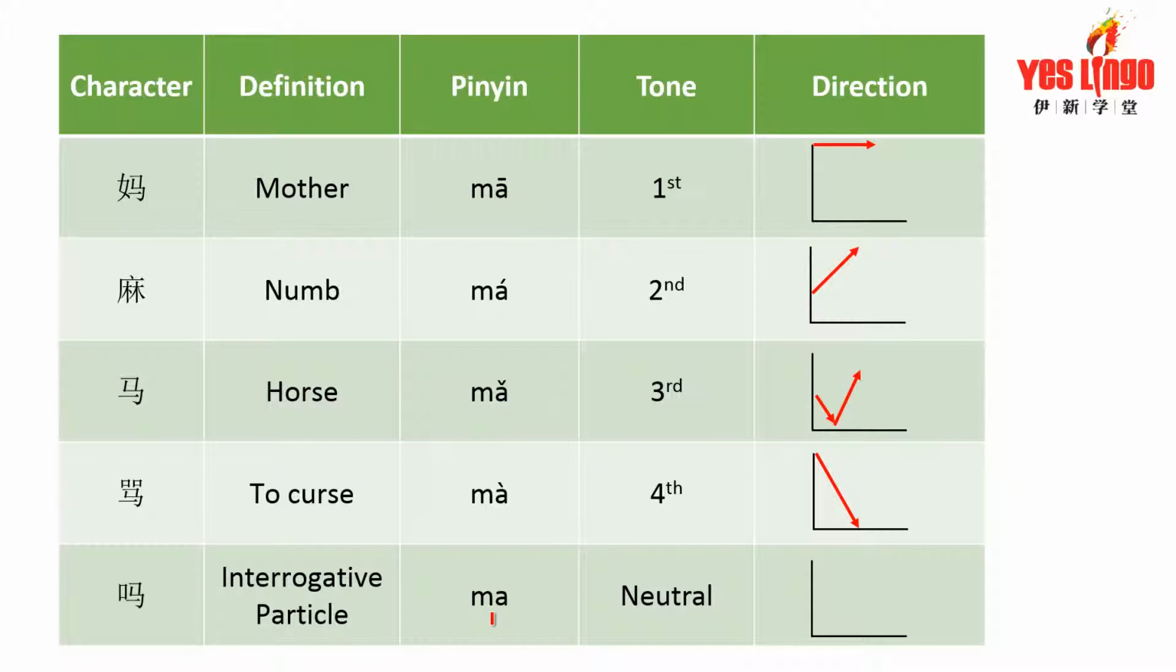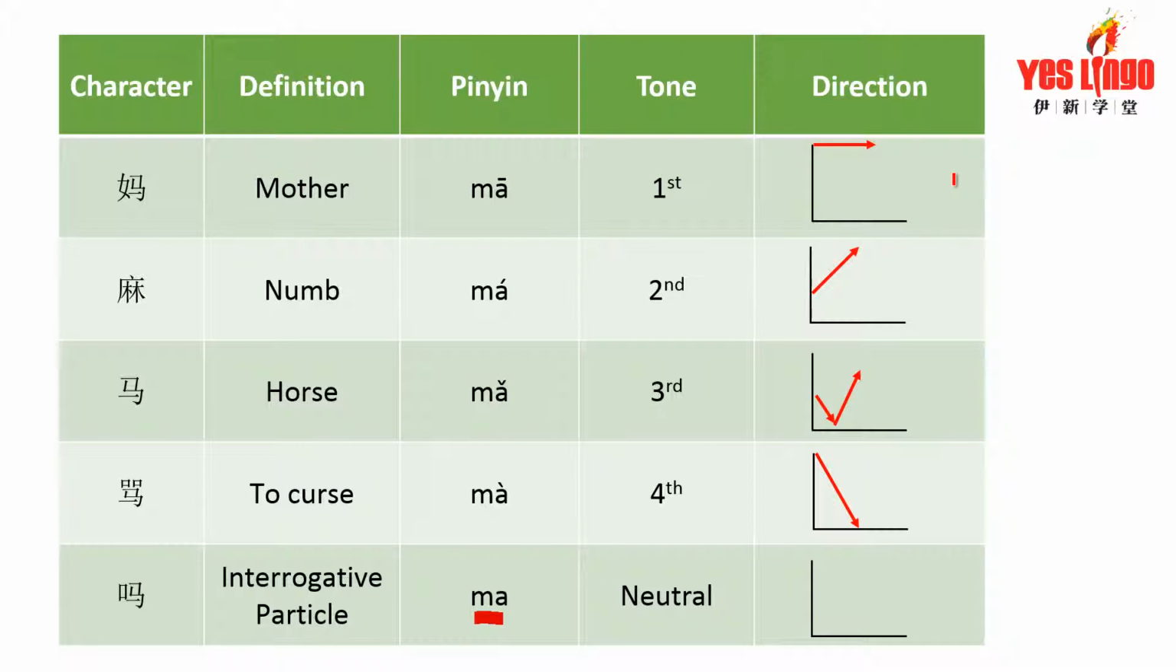Now, there are several things to take away from this chart. Notice that the tones are all written as symbols over the central vowel. And if there is no tone symbol, as in this case, then it's the 5th tone, or the neutral tone. And also, we can look at this direction column. These arrows show you what type of tone your voice should take. Let's look at the first tone. See how it's a rather high, steady tone?